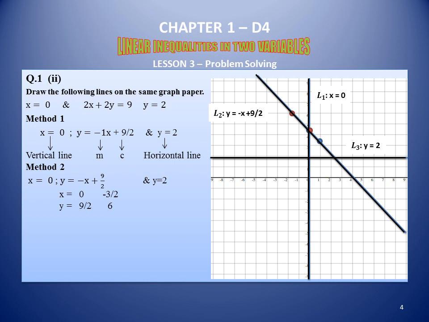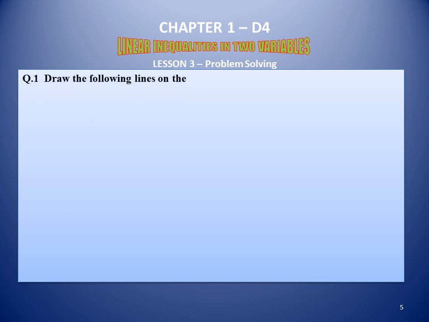Two examples are done. Let's take the third one, and this is the last one. Hope this concept is clear now. Draw the graph of the following lines. Now these are 3 lines which are a bit complicated. You are asked to draw the graph of these 3 lines on the same graph paper.